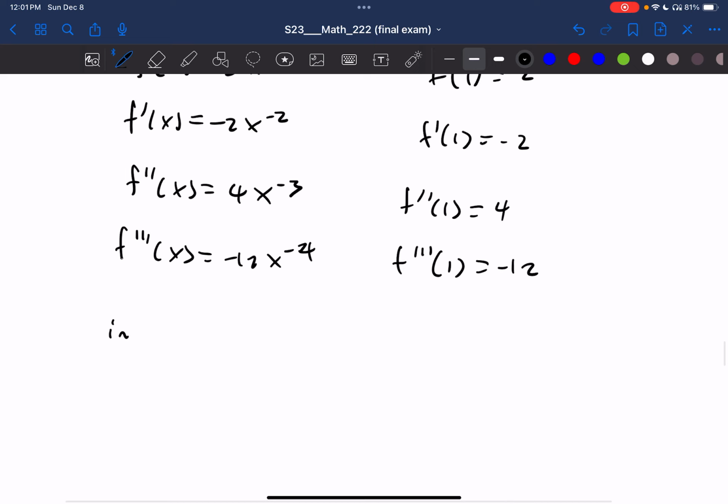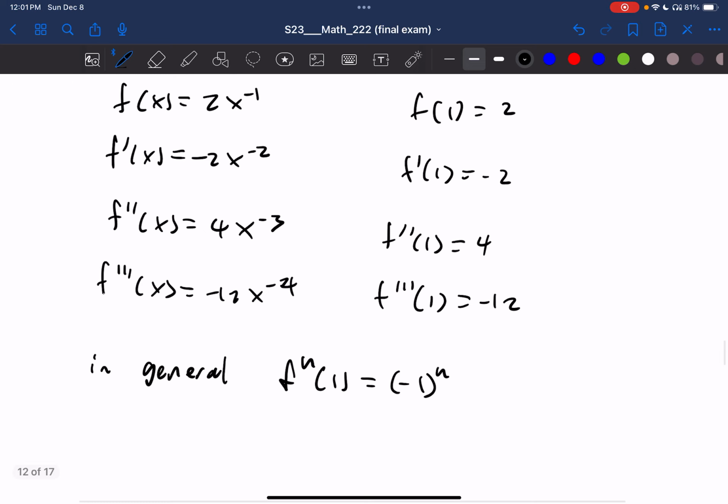So in general, we can say f of n of 1 will be equal to negative 1 to the n power because it's alternating back and forth, right? And we see a 2 go to a 2, go to a 4, go to a 12. So we know there's going to be a factorial in here somewhere. If we do n factorial, 0 factorial is going to be 1, and 1 factorial is also going to be 1. That's why this is constant, staying at 2. So we're going to have an n factorial in here, and we're going to have a 2.